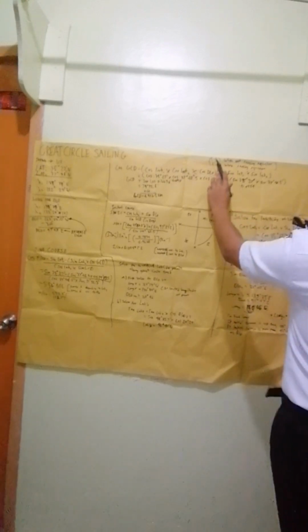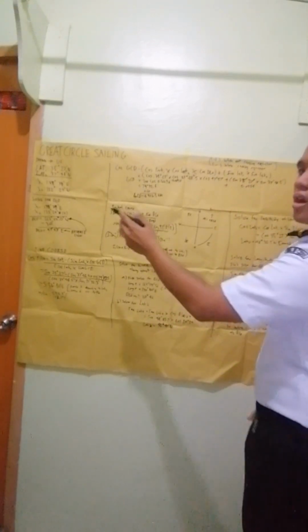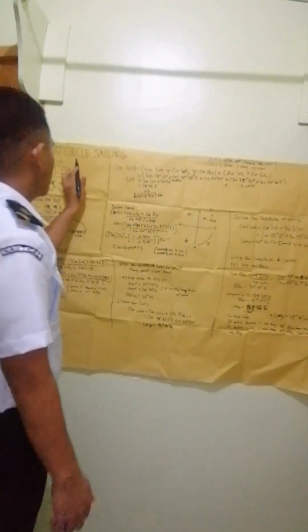To find longitude V: if its initial course is less than 90 degrees, DLOV has the same name as DLO, and if its initial course is more than 90 degrees, it counts the name as DLO. We use plus, or add, when not crossing the equator, and we use subtraction, or minus, when crossing the equator. And this is how we solve the great circle sailing.